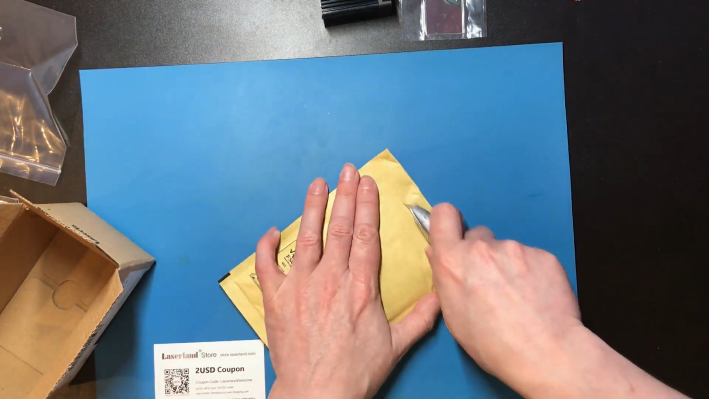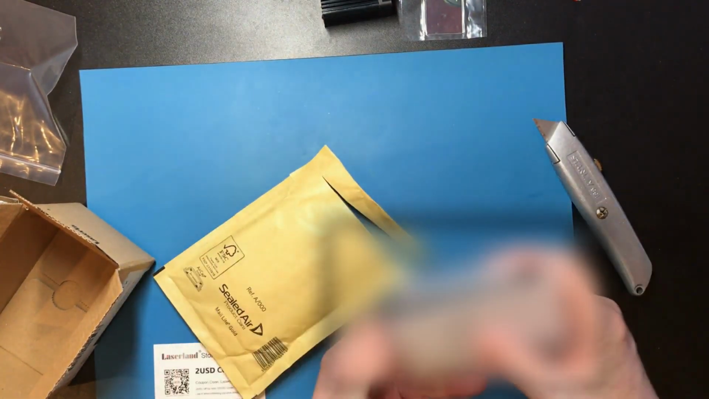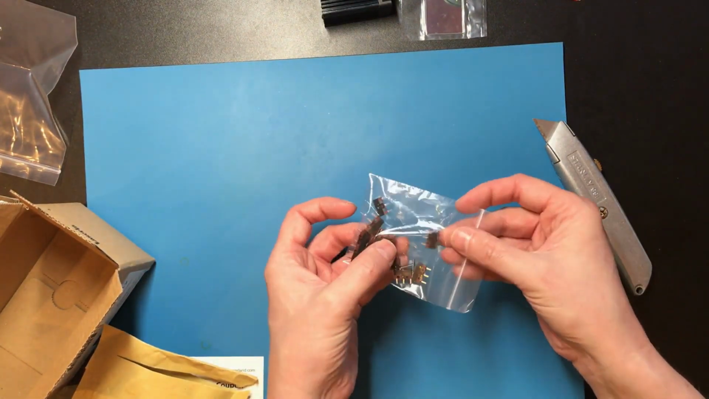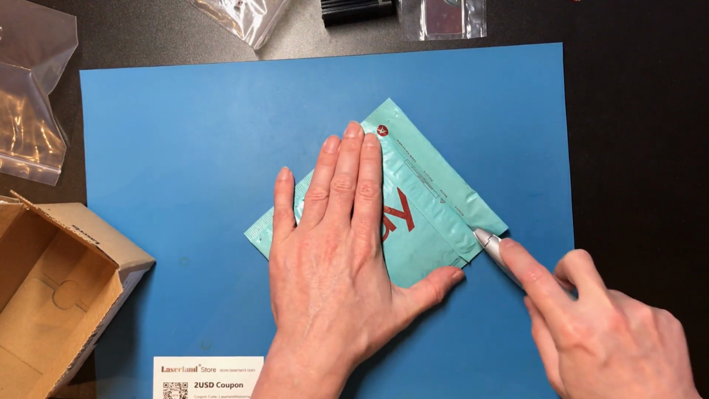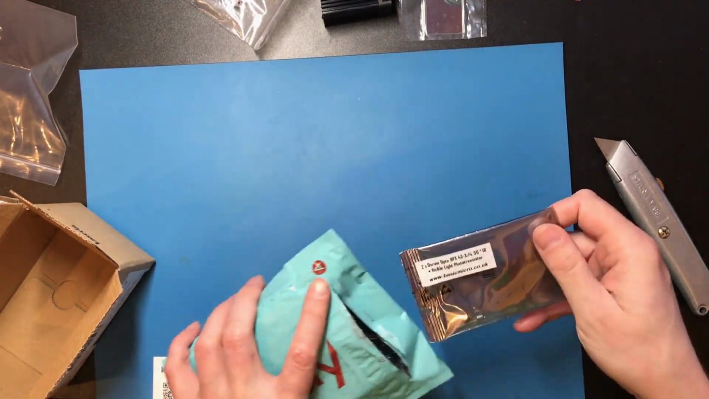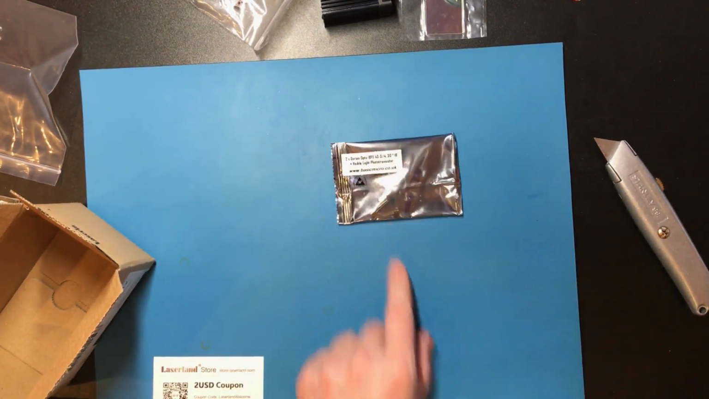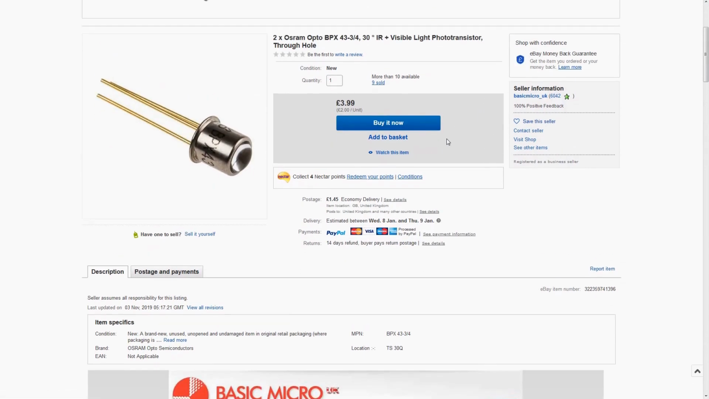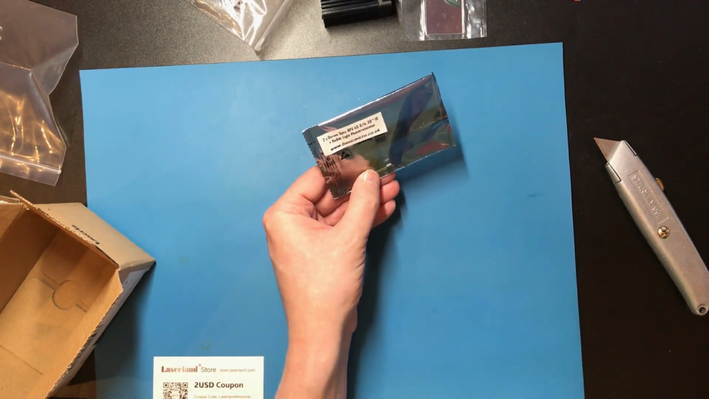Okay, no indicator on this what it is. Ah, some microswitches. I ordered these quite a while ago. Okay, this is a pair of phototransistors. These ones I think were a bit more expensive than the others. You got £4 for two of them. There's a couple of things I wasn't too sure about the way these were going to go into a circuit, so I bought a few different options. These are different in that the base, collector and emitter are exposed.